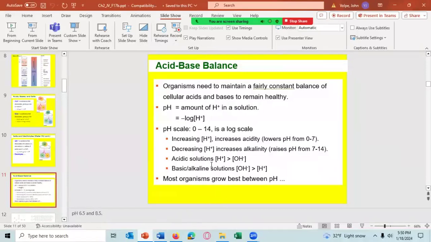So acid is where the hydrogen ion in solution is greater than the OH minus. A basic or alkaline solution is where the OH minus in solution is greater than the H plus. Most organisms grow best around pH 7, so most grow best between something like pH 6 to pH 8. Any question about any of that?